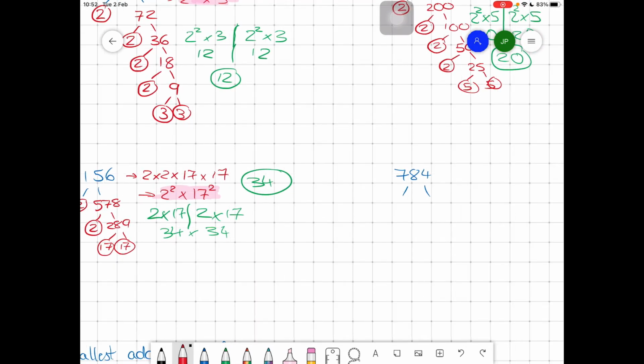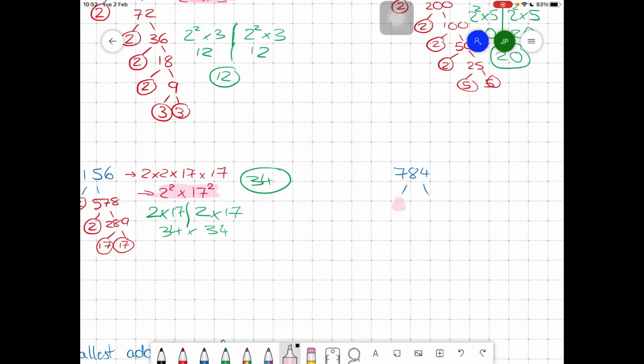784. First thing to do is we need to do the prime factor decomposition of it. Okay, so always even number. So we're going to start with taking a 2 out. So we can go 2 and 392. Again, still even. So again, we're going to go 2 and we'll go 2 and 196. We're still even, so we're just going to keep using the 2s at the moment because it just makes it easier for us. Keep going with the 2s and we get to 2 and 49.